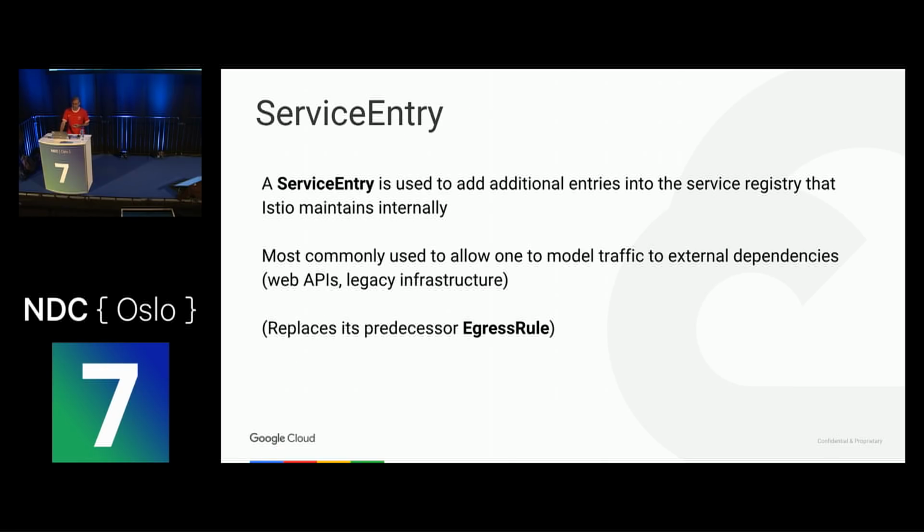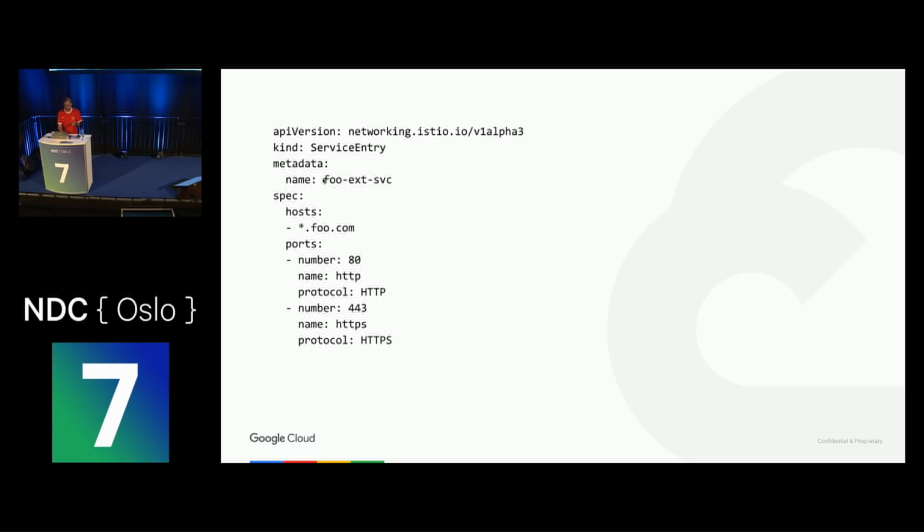And service entry is basically just egress rule. So you define it for external traffic. For example, in this case, we can say we are enabling all the traffic to star foo, and all the HTTP and HTTPS traffic. So if you define this, then all the traffic to foo.com will be enabled with HTTP and 443.